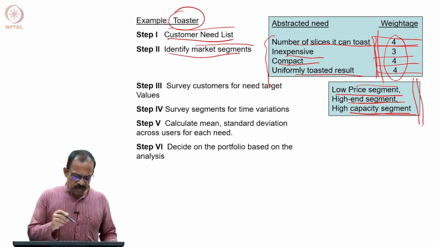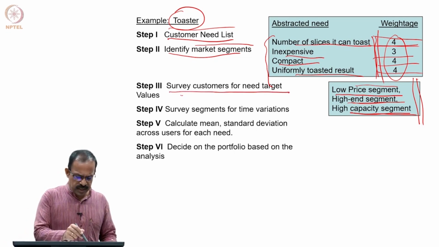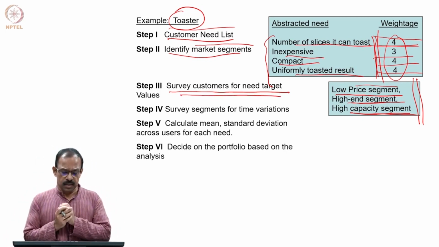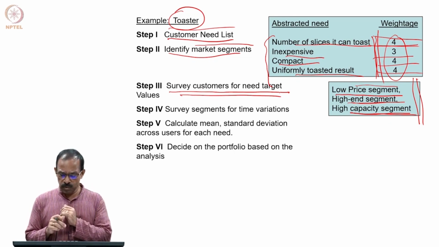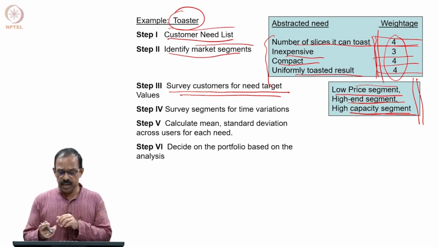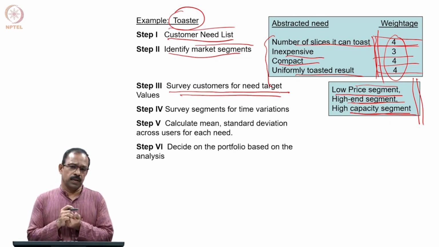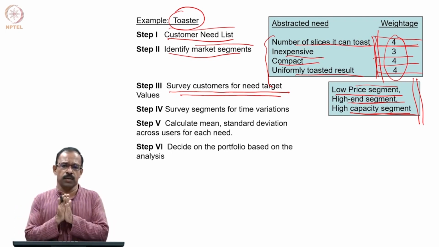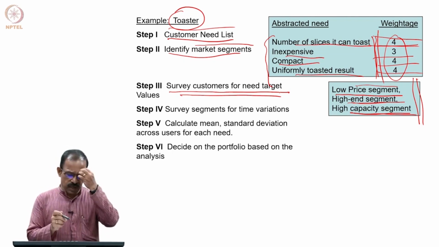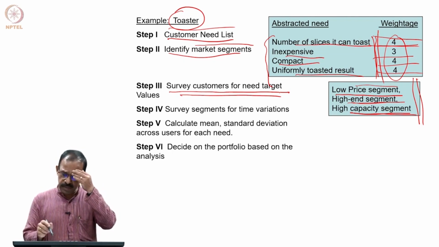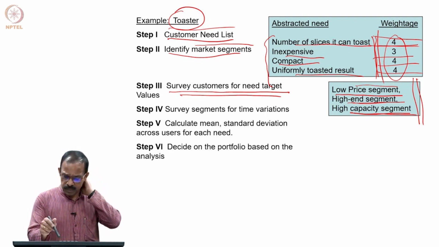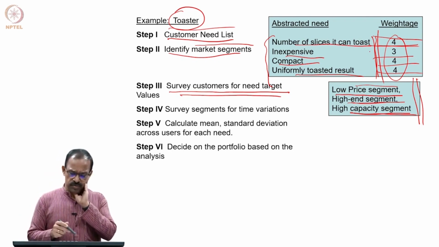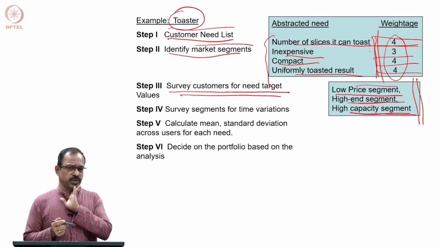Now, what we need to do is to survey the customers for the need target values. So, for each customer you try to find out what is their target value. For example, you ask all the people, what is the price you are ready to pay for low price segment, high end segment, high capacity segment, and then you find out the total population also, and find out what is the price they are ready to pay, and what is the number of slices they are looking for, and what is the size they are looking for and what is the quality of toast they are looking for.